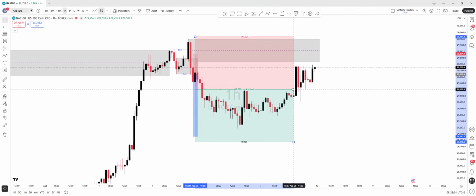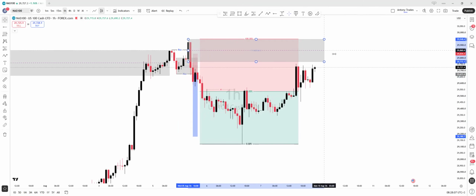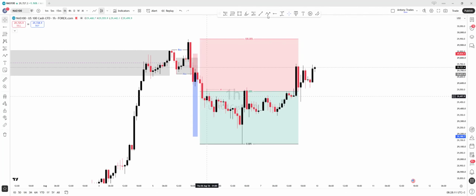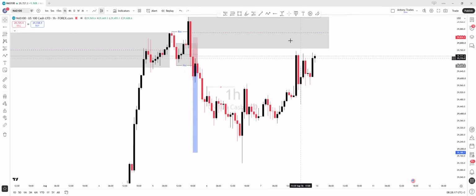So we are seeing market currently sitting at the premium zone. So if the market will come to this supply and give me a confirmation, I will still take that selling opportunity from there. I will sell from there. So let me remove this fib. For me, I'll be watching what the market will do inside this supply.